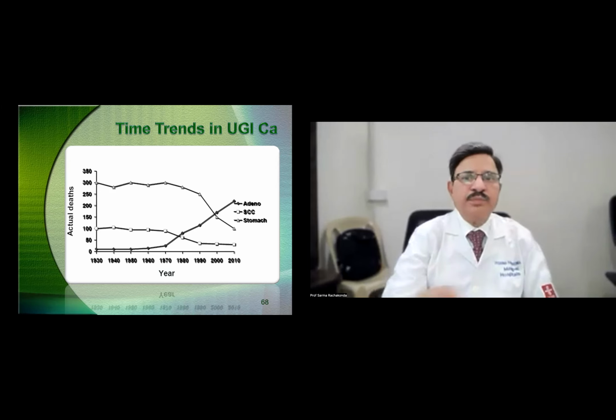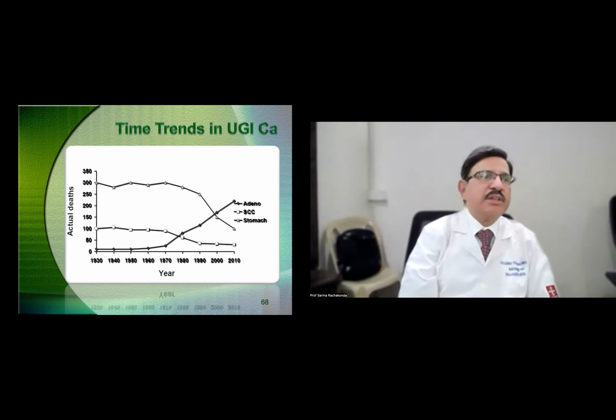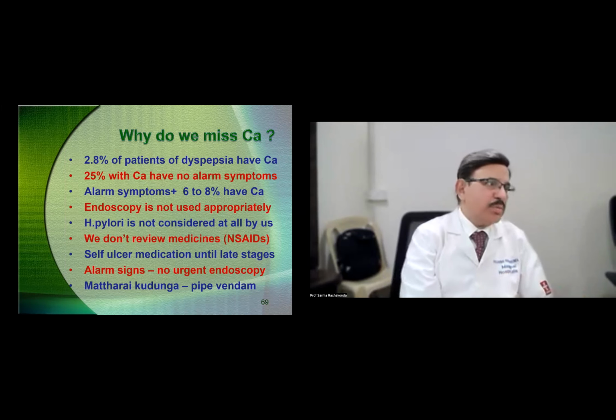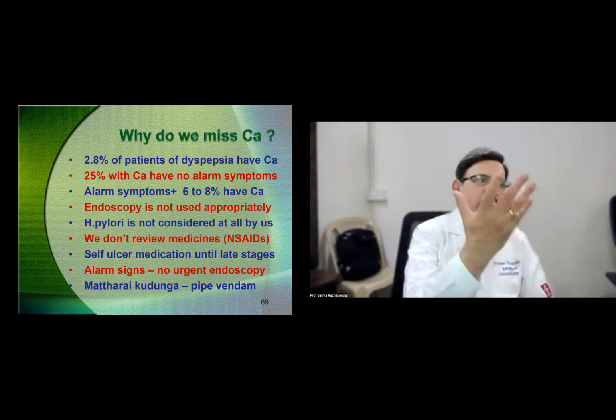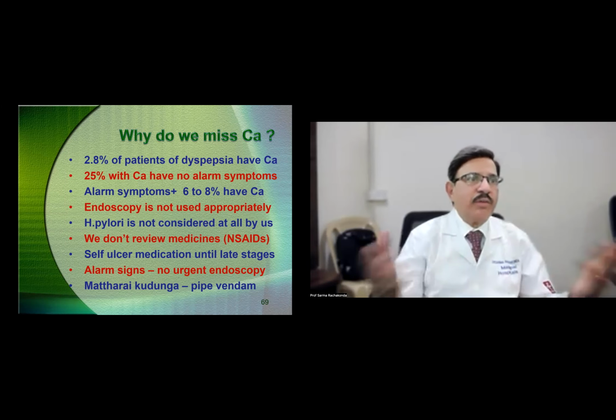Now, why does a physician miss carcinoma of the upper GI tract? Why is a physician missing it? We don't want to miss cancer. The entire exercise is to prevent you from missing important cancers. 2.8% of dyspepsia have cancer. 25% of the cancers have no alarms. We are filtering them by alarm signs, but 25% of them don't have alarms.